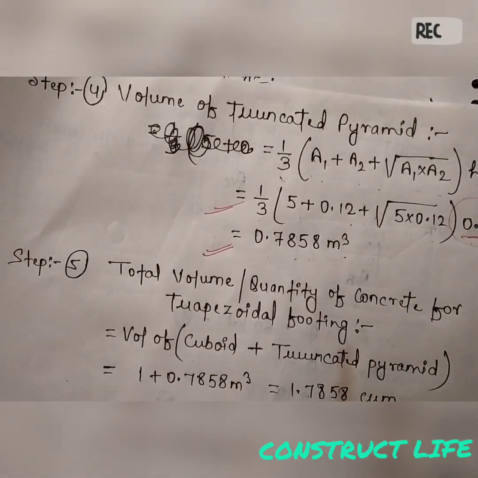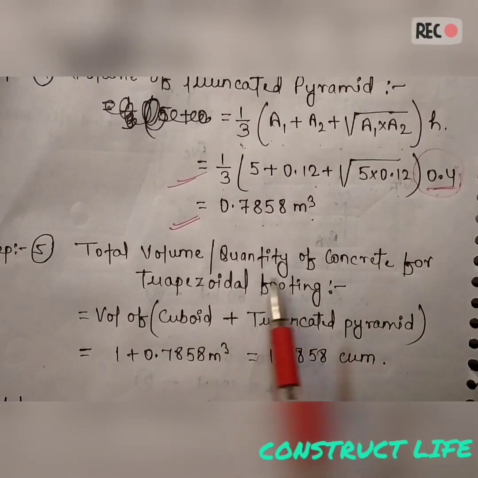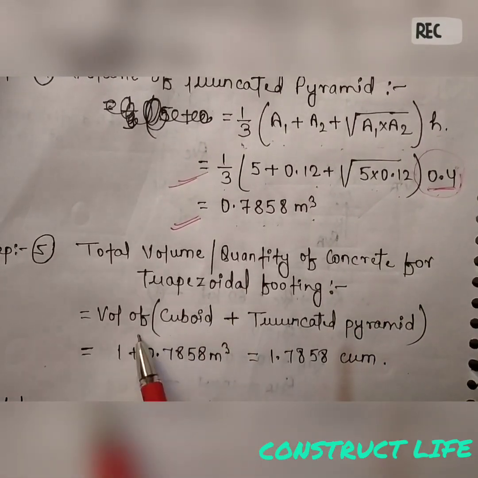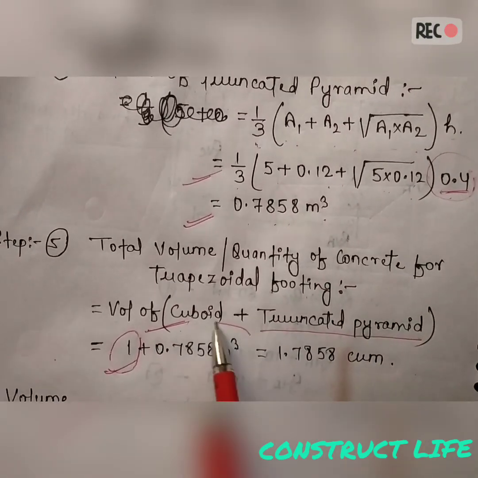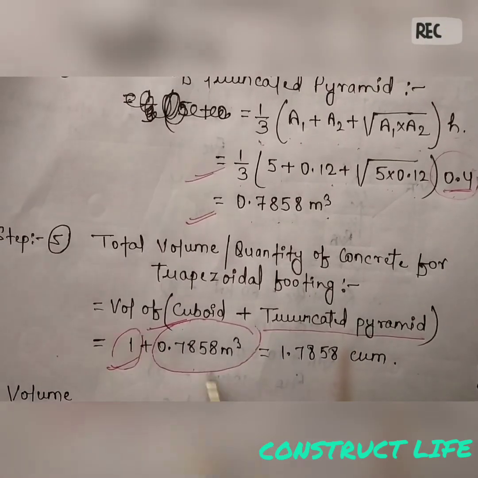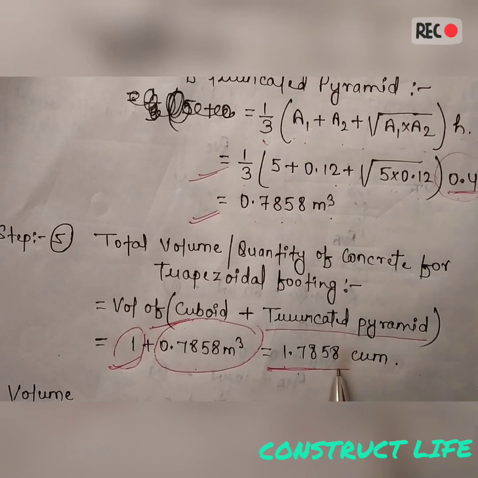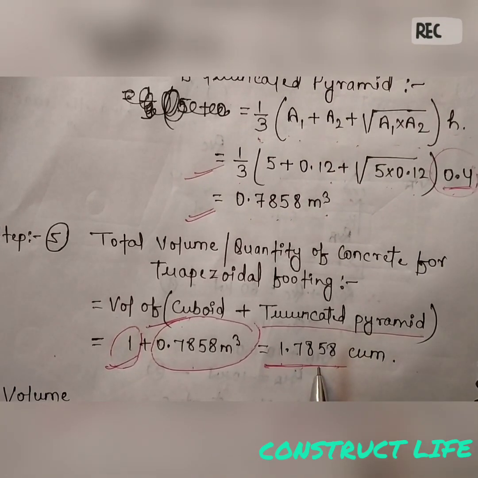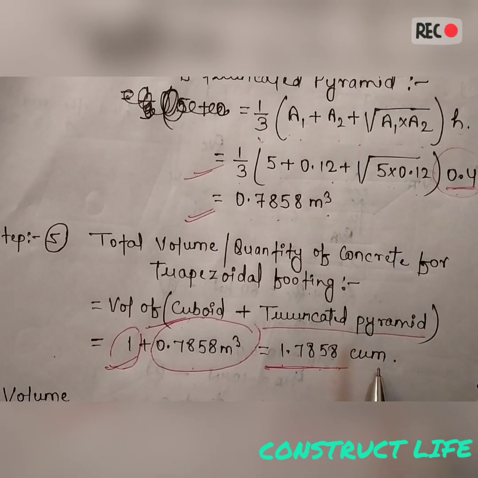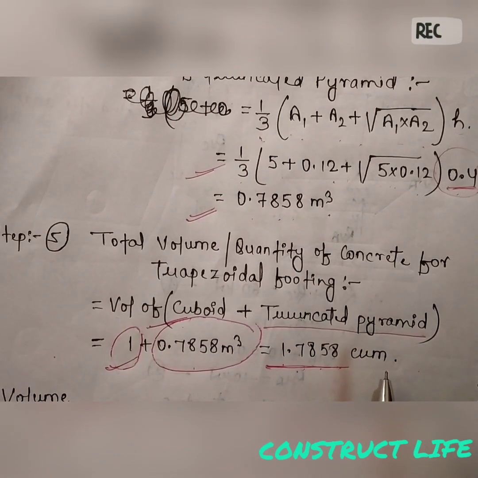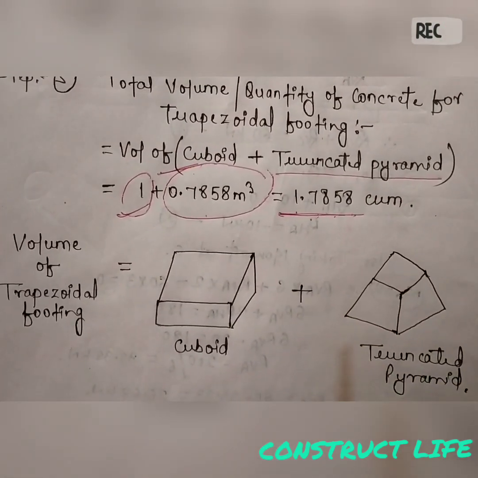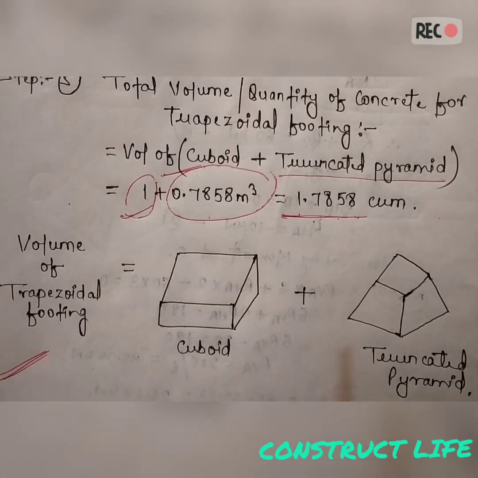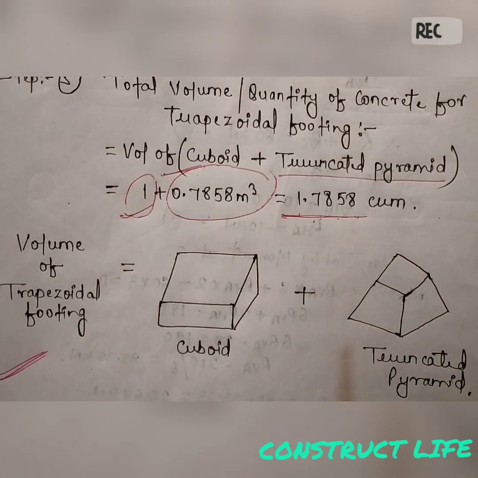Now, the final solution will be: volume of trapezoidal footing is equal to volume of cuboid, that is 1 meter cube, plus the volume of truncated pyramid, that is 0.7858 meter cube, and the final answer will be 1.7858 cubic meter of volume of concrete required for constructing that trapezoidal footing. Here I have drawn this part so that you can understand this easily. So this is the complete solution for calculating the volume of concrete required in constructing a trapezoidal footing.